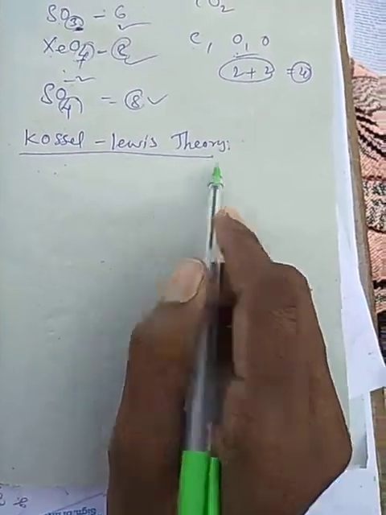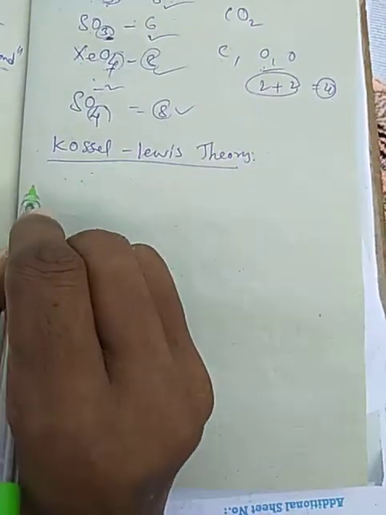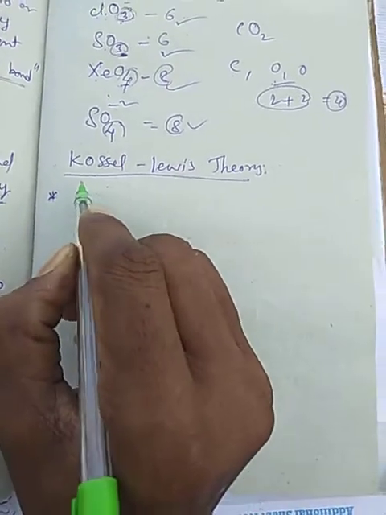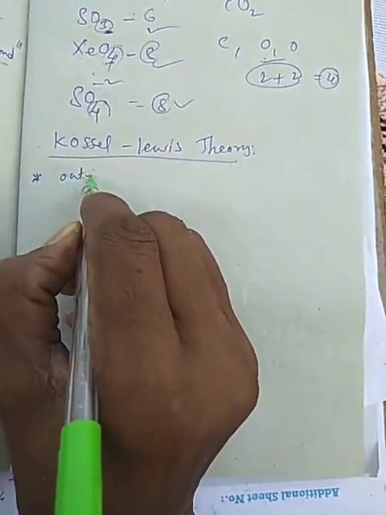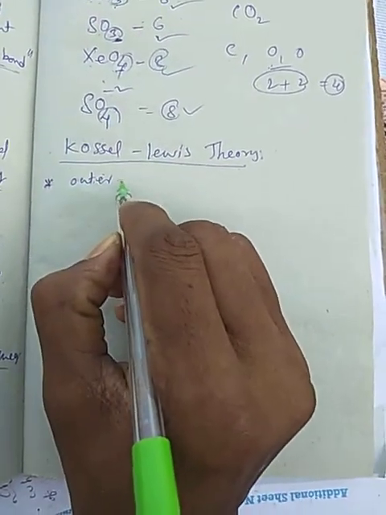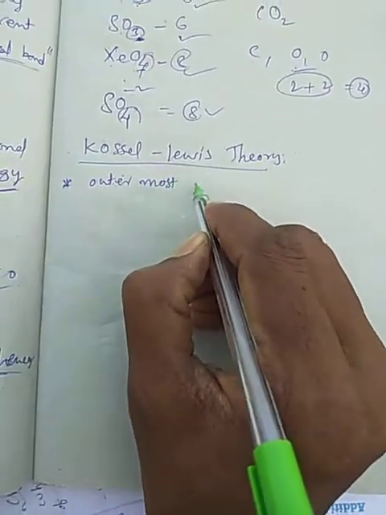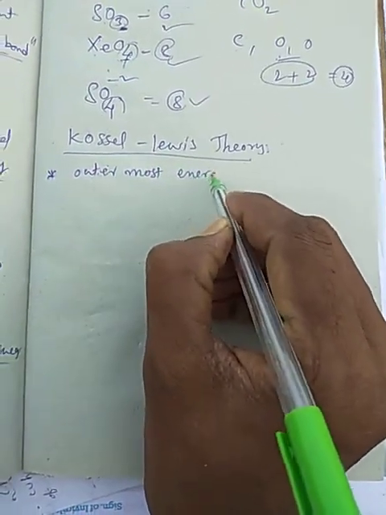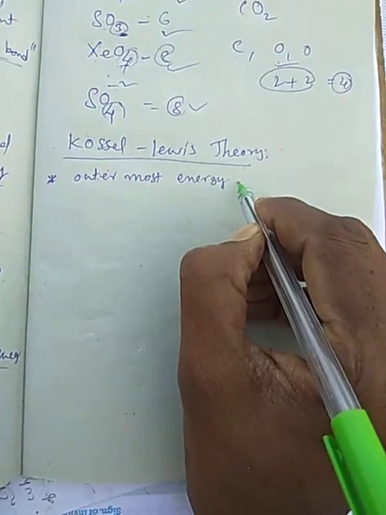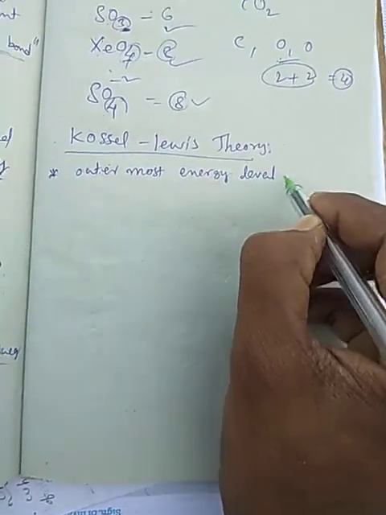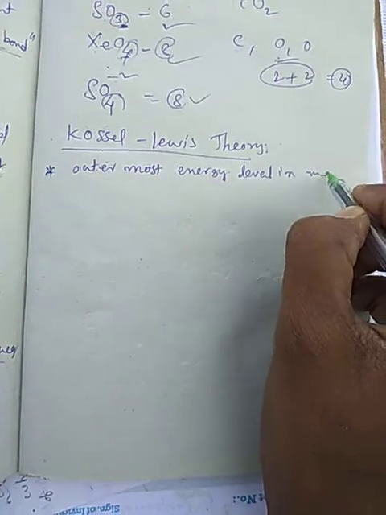Coastal-Lewis theory. This theory was explained according to the outermost energy level in an atom.